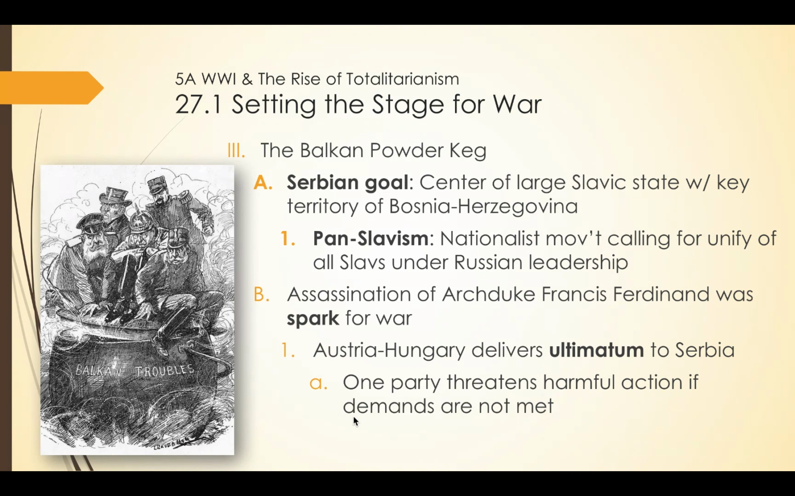An ultimatum is where one party threatens harmful action if the demands it has made are not met. The demands that Austria-Hungary made were unrealistic to Serbia, and as a result, Serbia was forced to refuse this ultimatum. This then resulted in Austria-Hungary declaring war against Serbia because they did not fulfill the ultimatum.